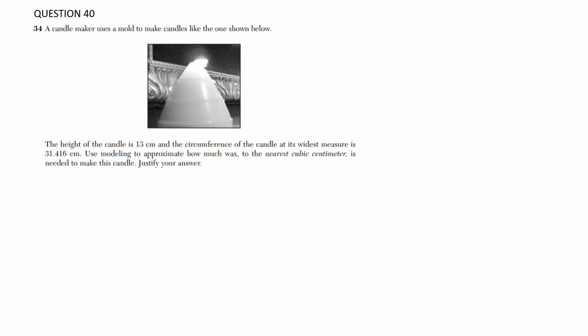A candle maker uses a mold to make candles like the one shown below. The height of the candle is 13 centimeters, and the circumference of the candle at its widest measure is 31.416 centimeters. Use modeling to approximate how much wax to the nearest cubic centimeter is needed to make this candle. Justify your answer. All right, so let's convince ourselves that this candle is shaped like a cone.